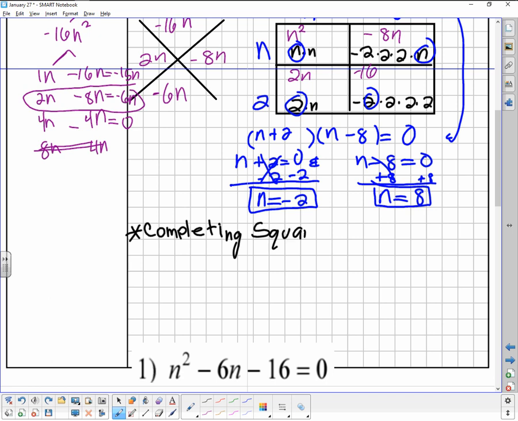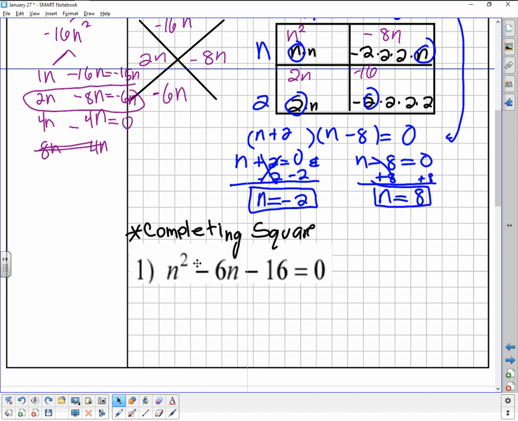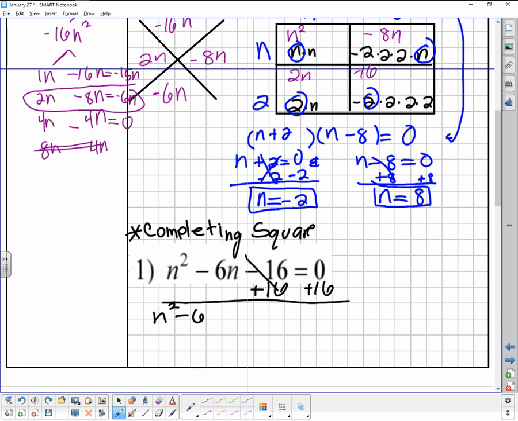And here's how you complete the square. This is the problem. Separate the letters and the numbers. So I'm going to do plus 16. What you do to one side, you must do to the other side. These will cancel, so the answer will be n squared minus 6n is equal to 16. Now in here, I'm going to add a number. And what you do to one side, you must do to the other side.